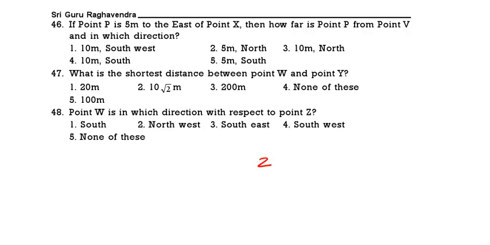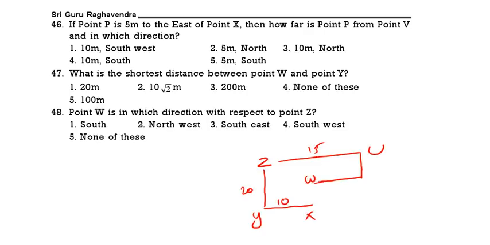So, see, this is the direction we are having. Z, U. This is 15. This is 20, Y. This is 10, X. Then from here, this is left. This is W we are having. This is 5 meters. And this is 10 meters. This is the total direction.